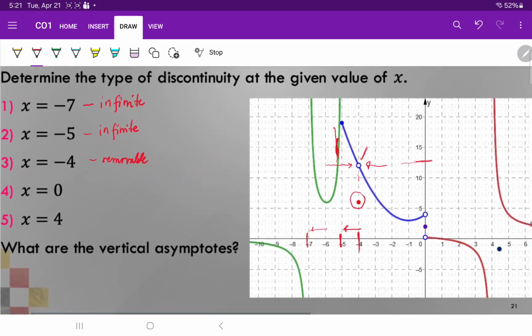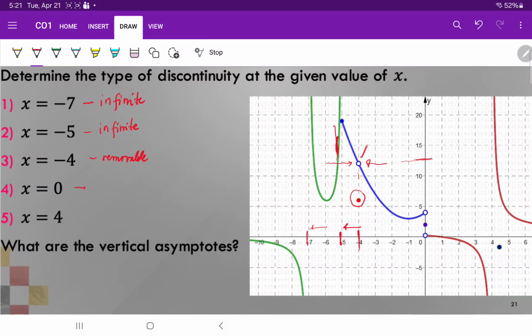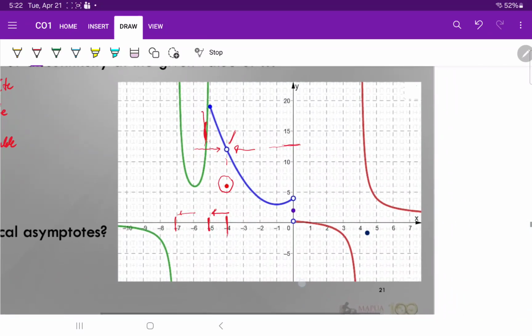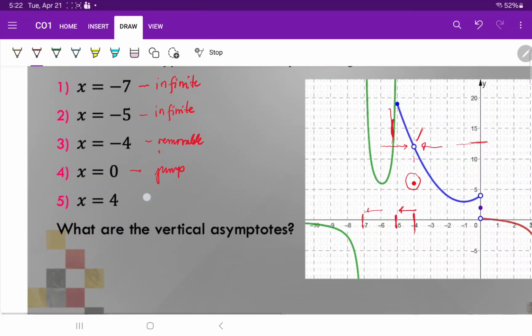Now, at x equals 0, it's very obvious that the two-sided limit does not exist. Right? The one-sided limits exist, but they are not equal. So, we call this as what? Jump discontinuity. At x equals 4, again, you have infinite.